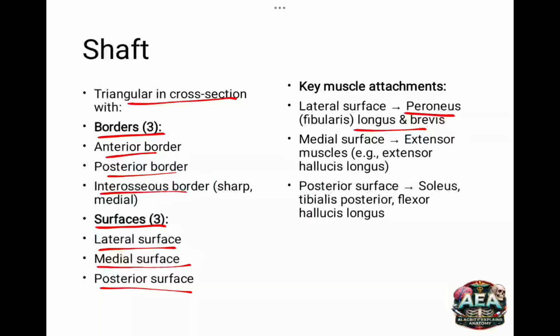On the medial surface of the fibula, we have attachment of the extensor muscles, like the extensor hallucis longus, which extends the big toe. On the posterior surface, we have the attachment of the soleus muscle, the tibialis posterior, as well as the flexor hallucis longus muscle.